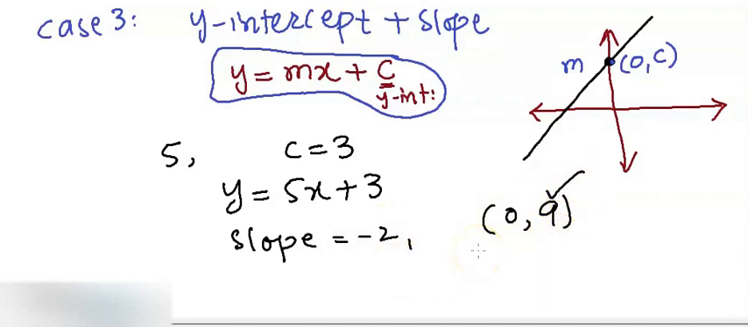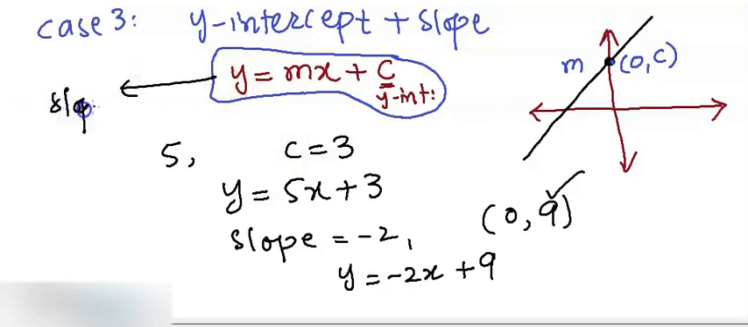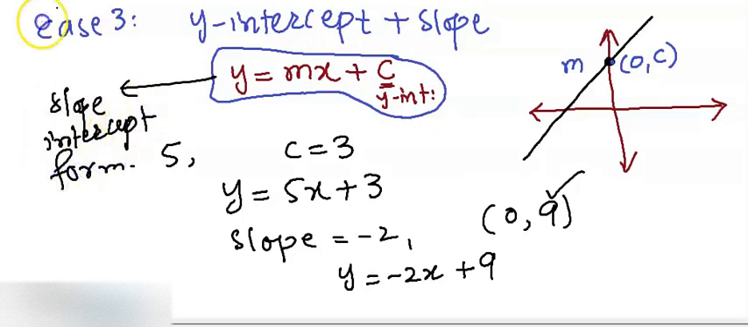Sometimes they directly give you the y-intercept as a number, or sometimes it is a point where x is 0 and y is some value. So you will use y is equal to mx, meaning minus 2x, plus c, meaning 9. So this is going to be the equation of the line in slope intercept form. This form is called slope intercept form. So far so good.